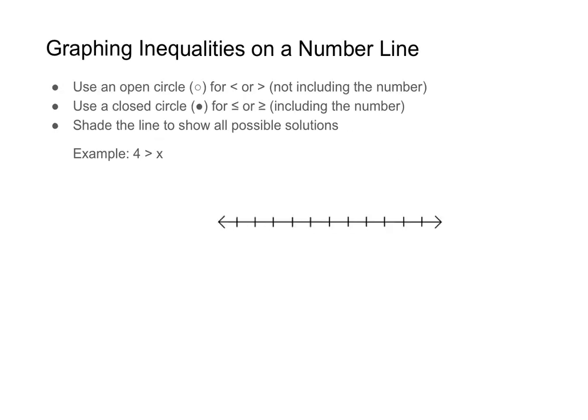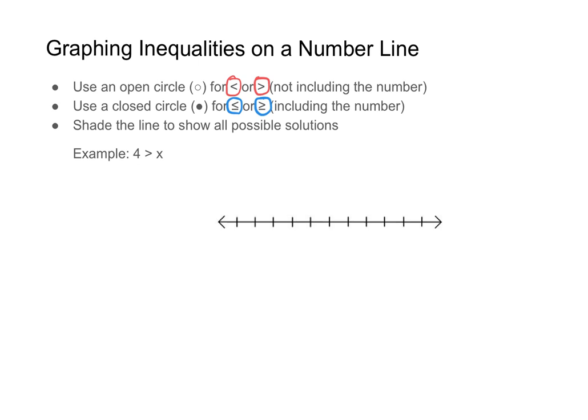In order to plot an inequality, we can use either an open circle or a closed circle. And really, it is just depending on the symbol. Open circle, we will use a less than or greater than symbol, and this means the number is not included. A closed circle means we are going to have a less than or equal to or a greater than or equal to, which means we are including the number.